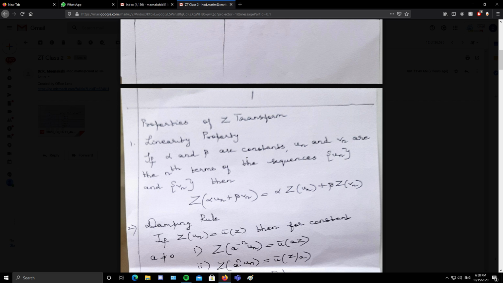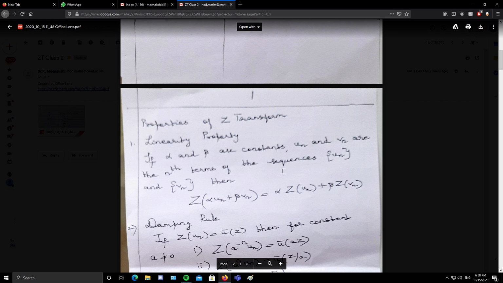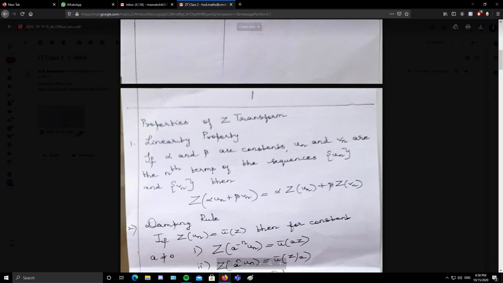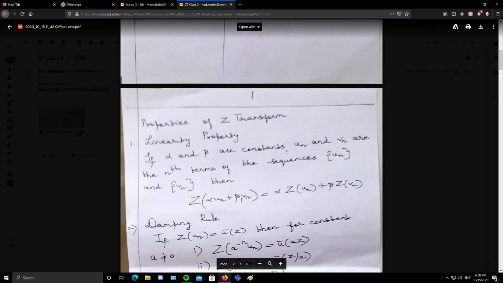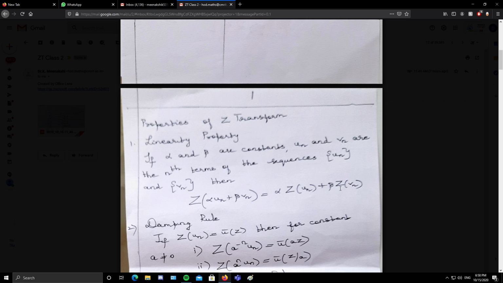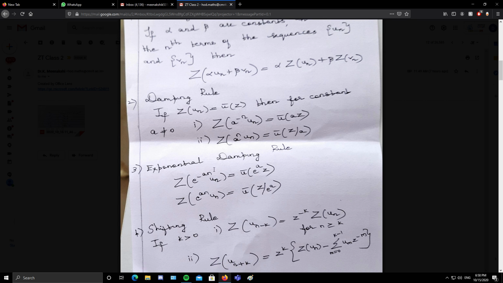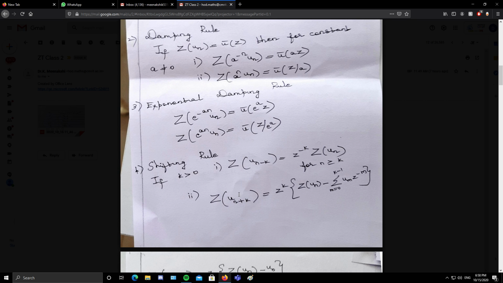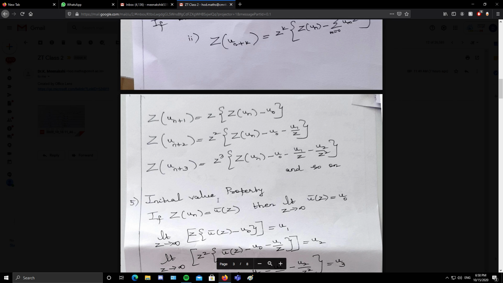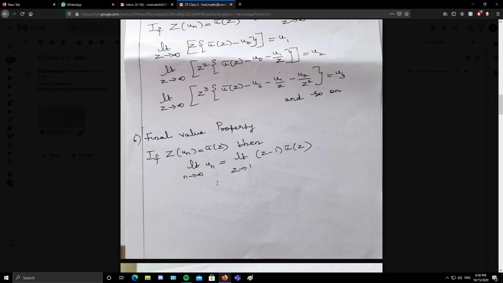So if alpha and beta are constants, and Un and Vn are the nth terms of the sequences Un and Vn, then Z of alpha Un plus beta Vn is alpha times Z of Un plus beta times Z of Vn. So transform of the sum equals sum of the Z transforms. Then you have the damping rule, exponential damping rule, shifting rule, initial value property, final value property.